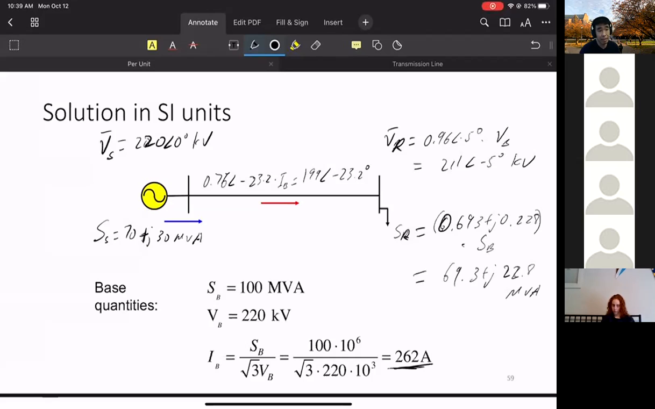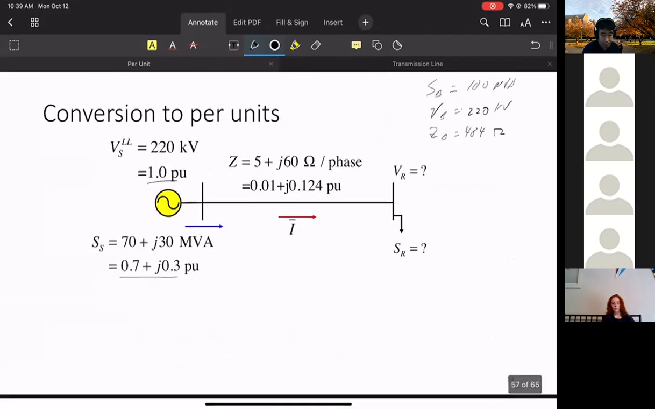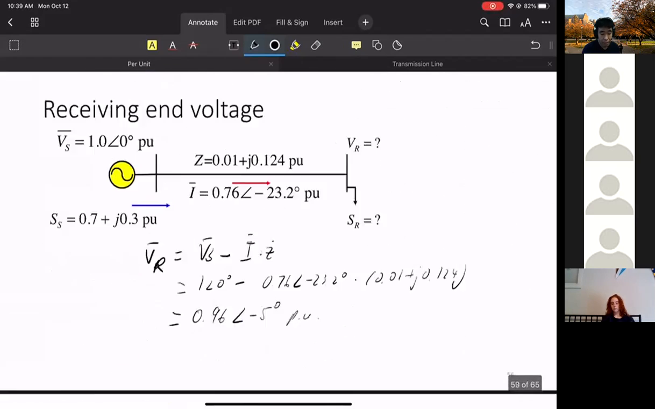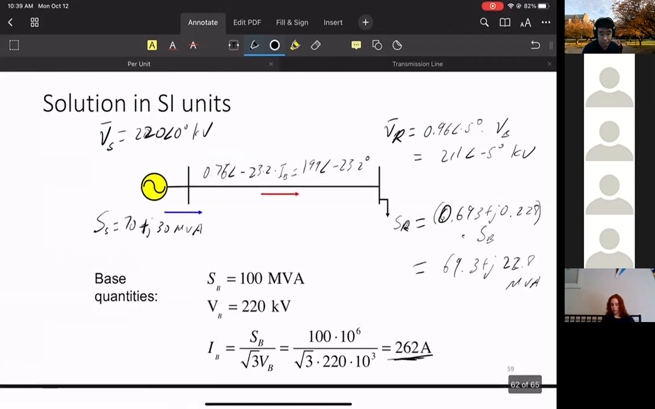The nice thing about this calculation is that you convert everything to the per unit system. You do this conversion, then you do everything per unit. Then at the end of the day, if you're interested in the SI units, it's a simple multiplication back to the SI units.